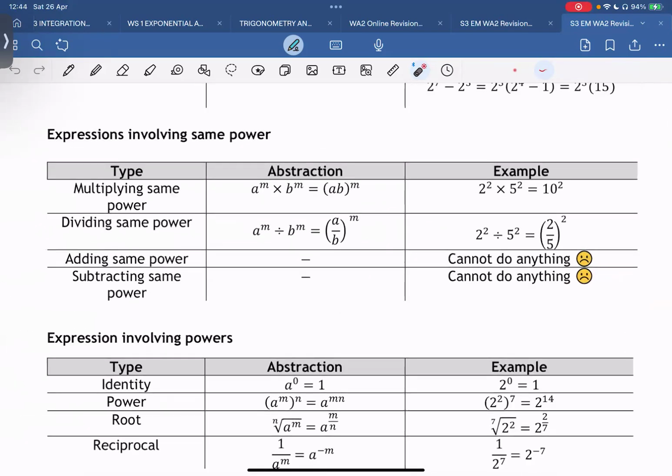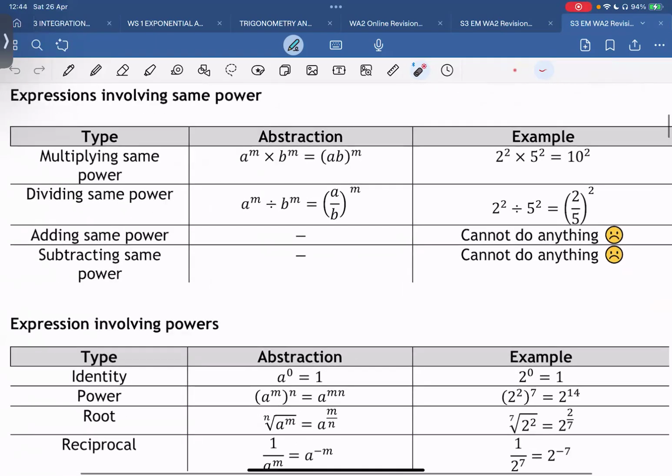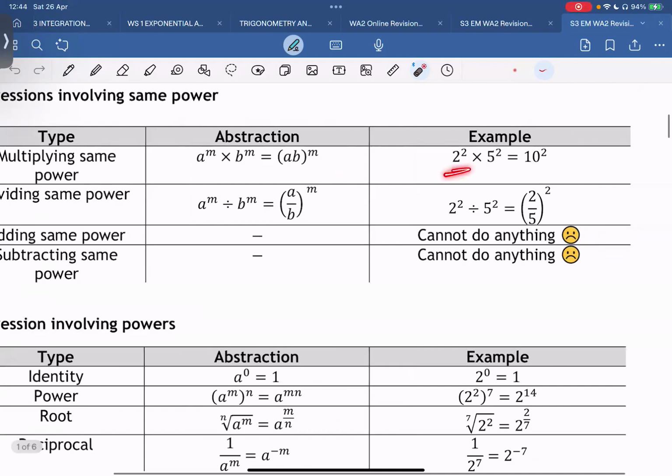Next, expressions involving the same power. If we have the same power but different base, we can factorize out the power, so this will be a times b to the power of m. For example, 2 to the power of 2 times 5 to the power of 2, we can factorize out the power 2, and we'll be left with 2 times 5, which is 10 squared.